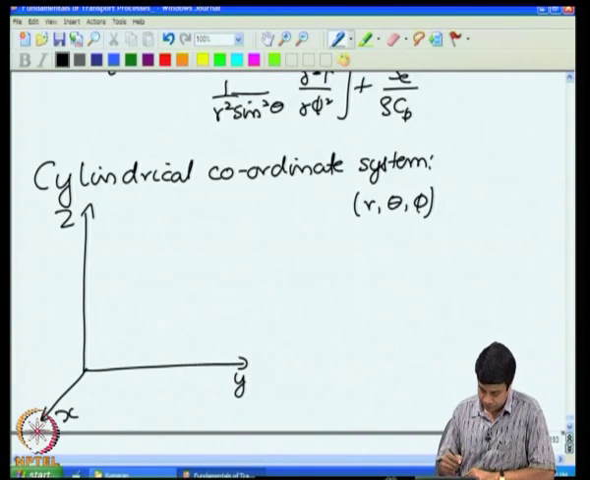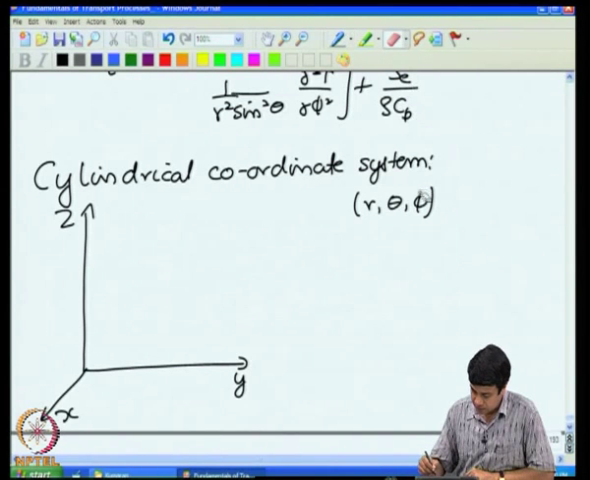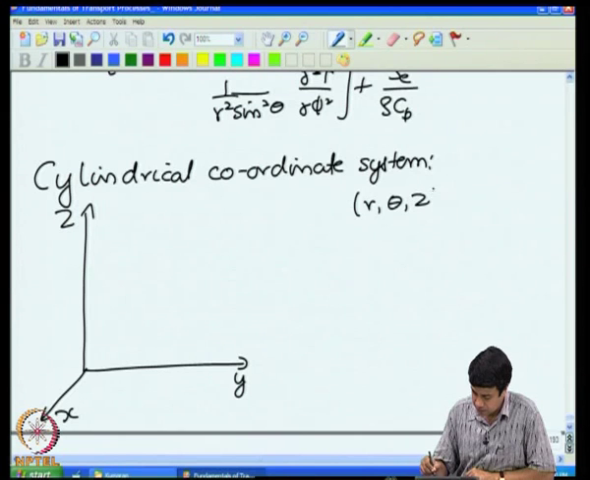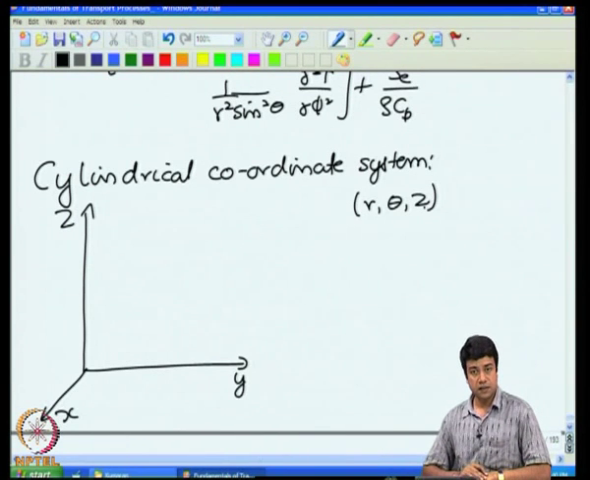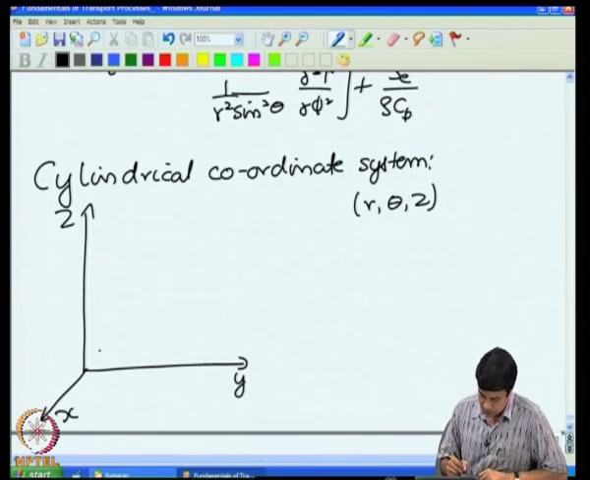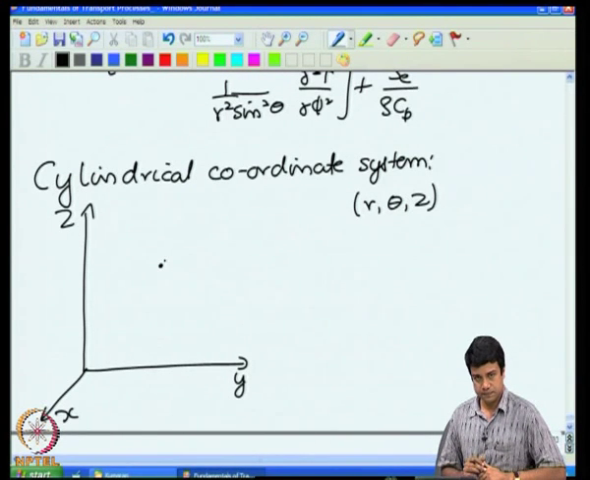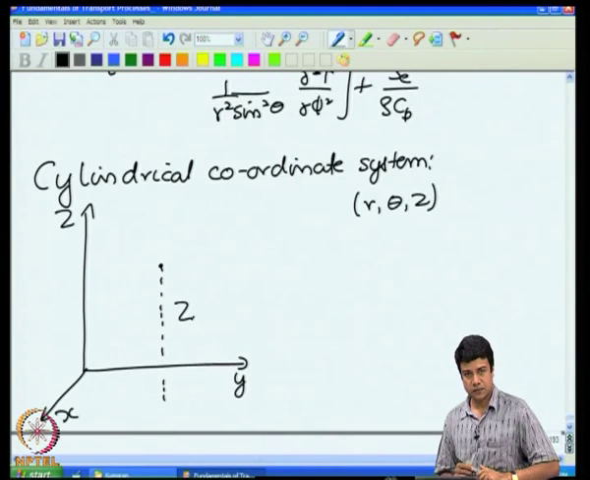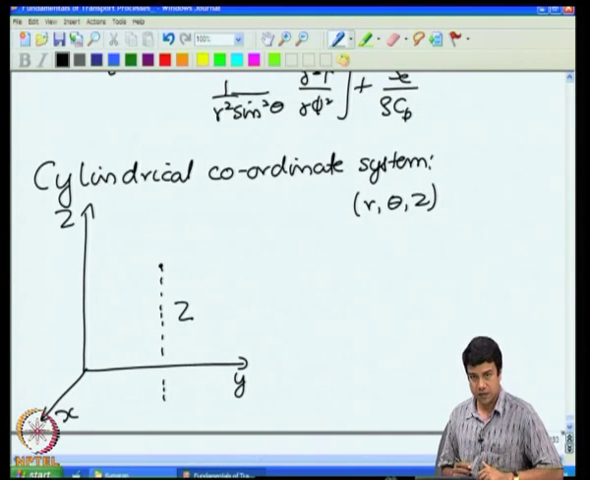I am sorry, the coordinates are r, theta and z. Theta, the meridional angle, is the same as phi for the spherical coordinate system. So, for any position, the first coordinate is the distance from the xy plane, that is the z coordinate, which is the distance from the xy plane, that is z.